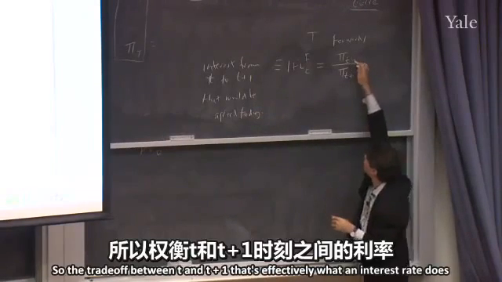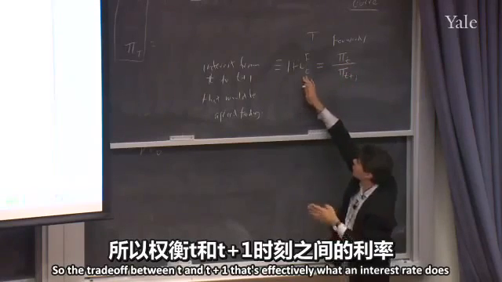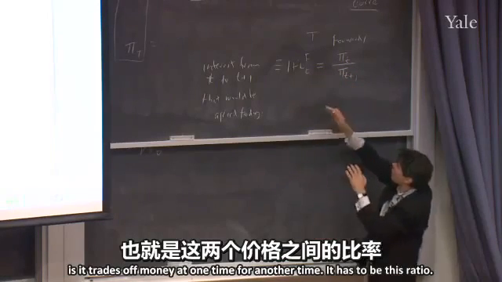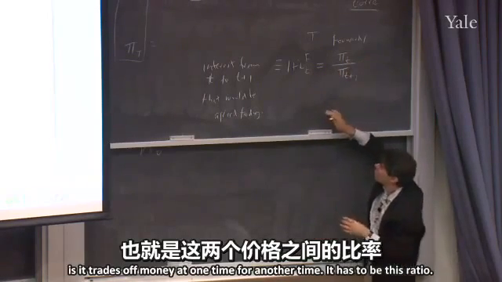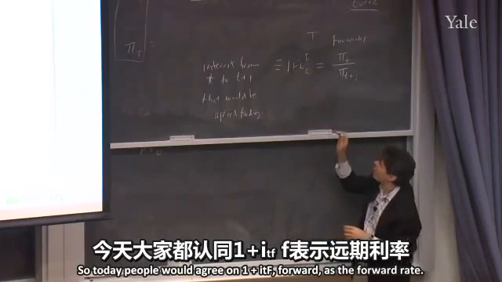So the trade-off between t and t plus 1, that's effectively what an interest rate does, is it trades off money at one time for another time. It has to be this ratio. So today, people would agree on 1 plus I t forward as the forward rate.